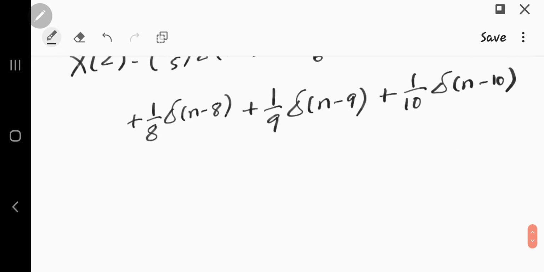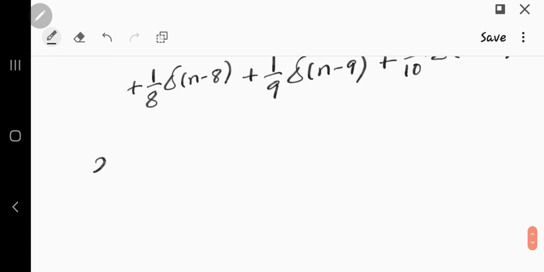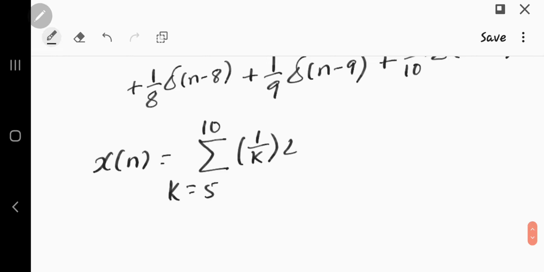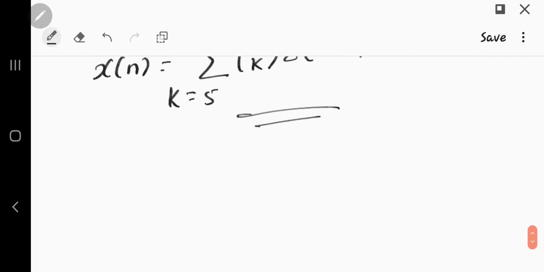Or you can write this one, and since I have taken inverse Z transform, this will be x of n here. So x of n can be written as summation k varying from 5 to 10 of 1 by k delta n minus k. So you can express in this way, or you can just conclude this as the final answer. So both are right. So moving on, I'll take one more example before concluding this video.